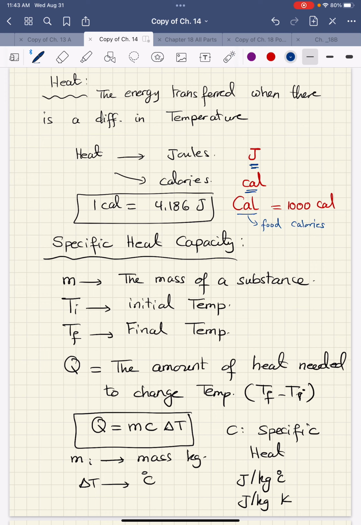Now the question is, if two different materials are given the same amount of heat, is the change in temperature going to be the same or different? What determines this is the specific heat capacity. Materials react when they absorb or eject heat based on this number, which is called specific heat capacity. We use lowercase c for it.